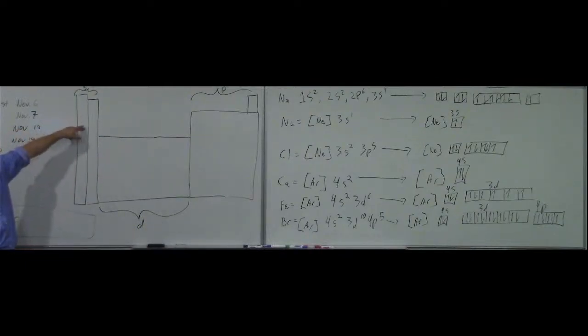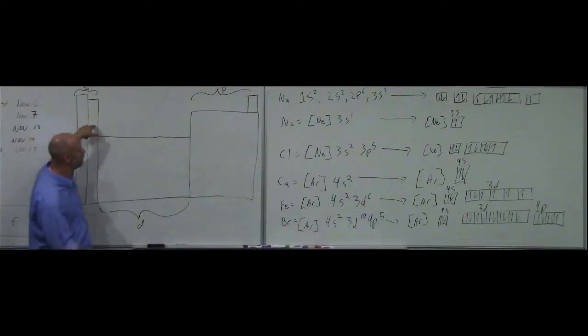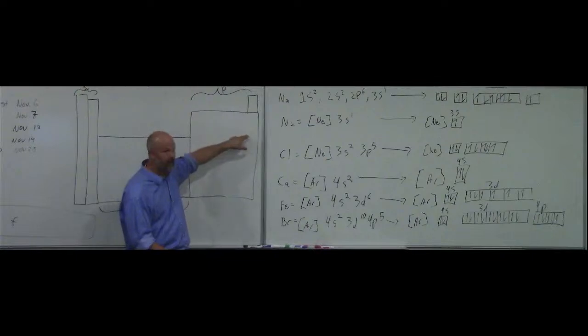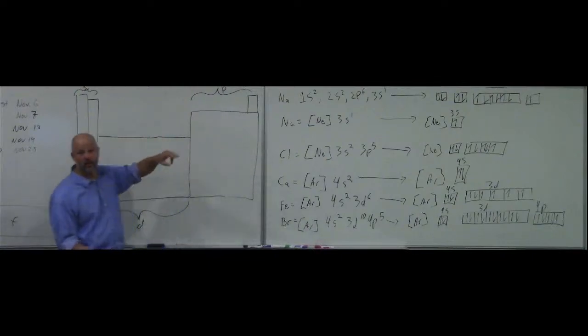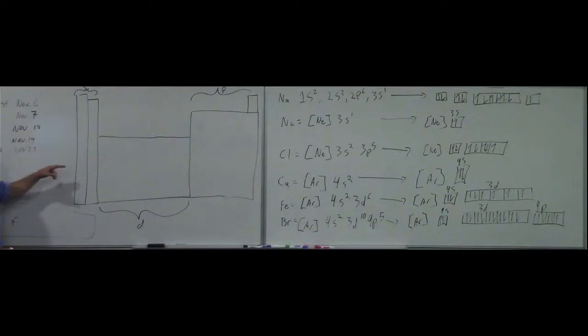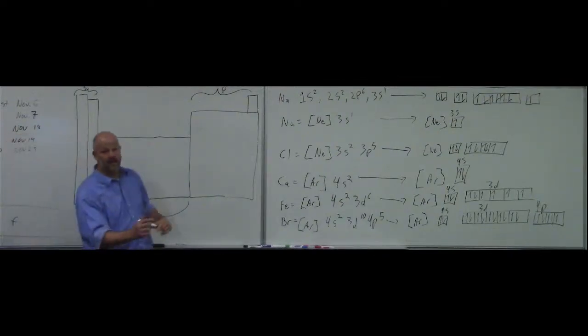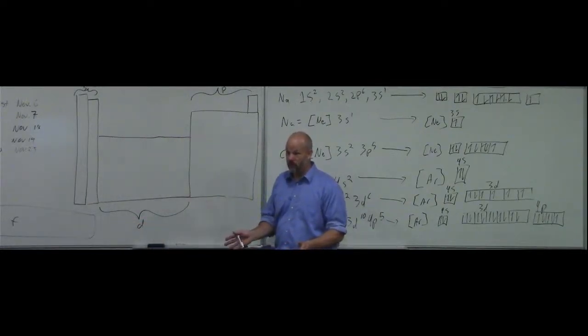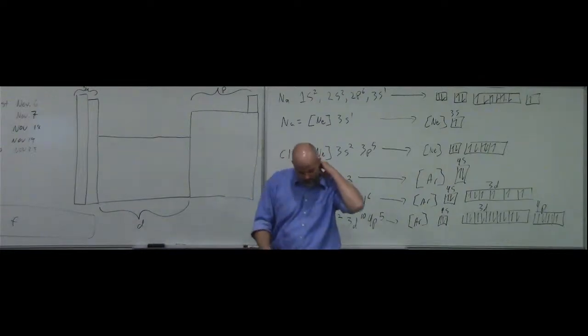What do I have? 3s1, 3s2, 3p1, 3p2, 3p3, 3p4, 3p5, 3p6. Right? And then we go what? 4s1, 4s2, then 3d1, 3d2, 3d3. You can actually see the orbital filling on the periodic table, which is cool. Right? All right.